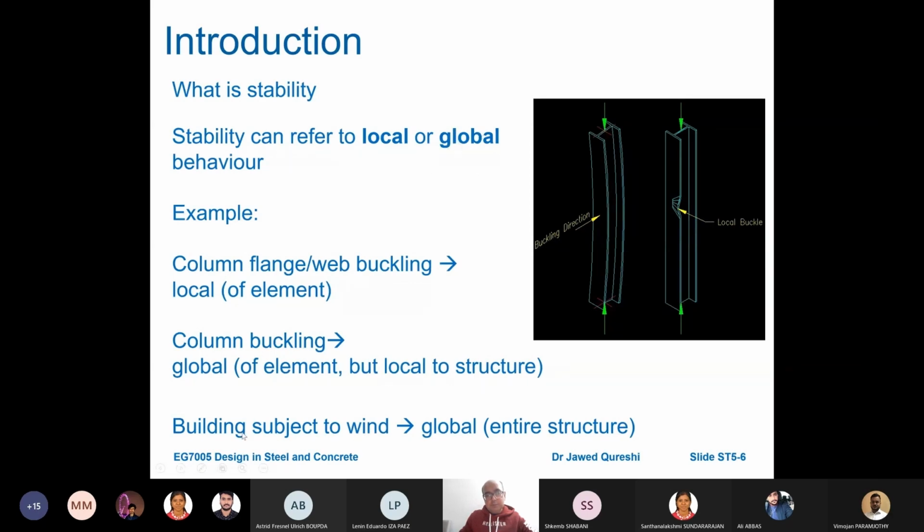So we have covered these. But what we have not covered is the buckling that is truly global in nature, that is the entire building, that is the entire structure. So when wind blows, it affects the entire building. So if there is no stability system, then the entire building is going to be affected.